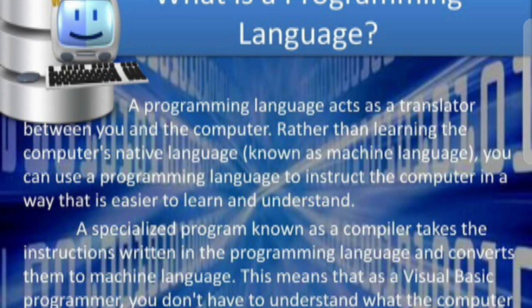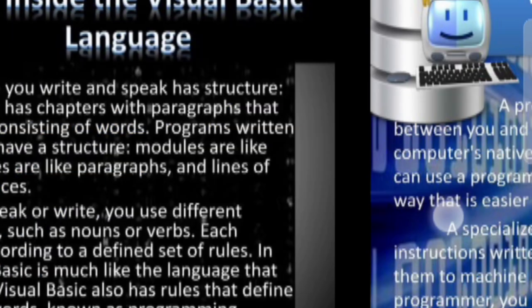What is a programming language? A programming language acts as a translator between you and the computer. A specialized program known as a compiler takes the instructions written in the programming language and converts them to machine language. This means that as a Visual Basic programmer, you do not have to understand what the computer is doing or how it does it. You just have to understand how the Visual Basic programming language works.